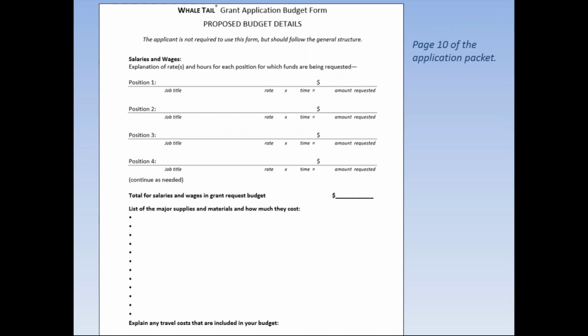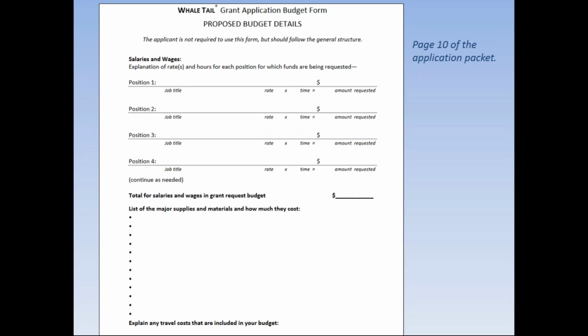The next form in the application packet shows you your budget details. This is page 10. You don't have to use this form, but you need to include something that shows how you arrived at the math for the amount you're requesting. This is where you need to list the different positions that would be funded by this grant if you're requesting money for positions, and you need to tell us how much they would be paid. As a general rule, grantee employee salaries shouldn't be much higher than the equivalent state employee salaries, so we will be reviewing what you put down here on that basis.